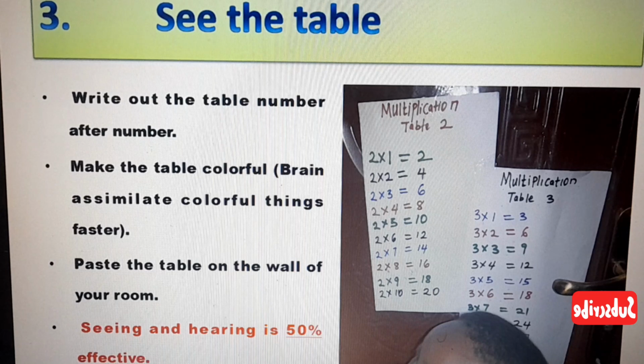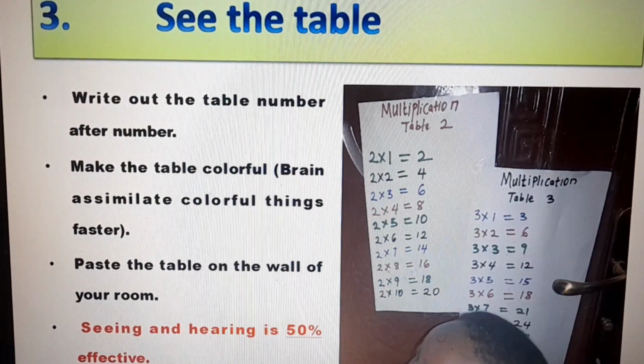Second point here says, make the table colorful. Brain assimilates colorful things faster. The table was written in a colorful format. It was not just all green, it was not just all blue, it was not just all red, but it was mixed together such that the brain of this young man can easily assimilate the table.